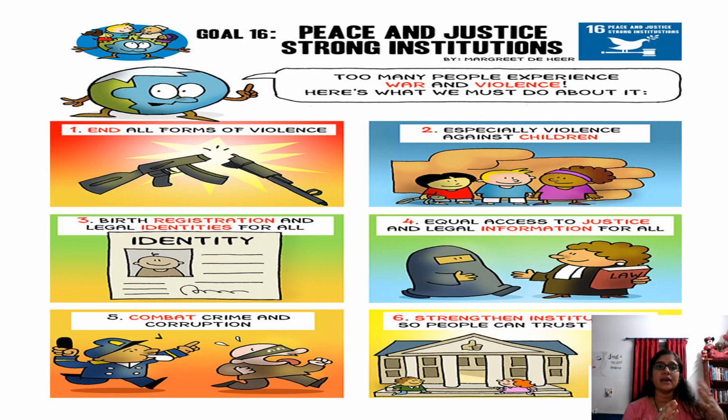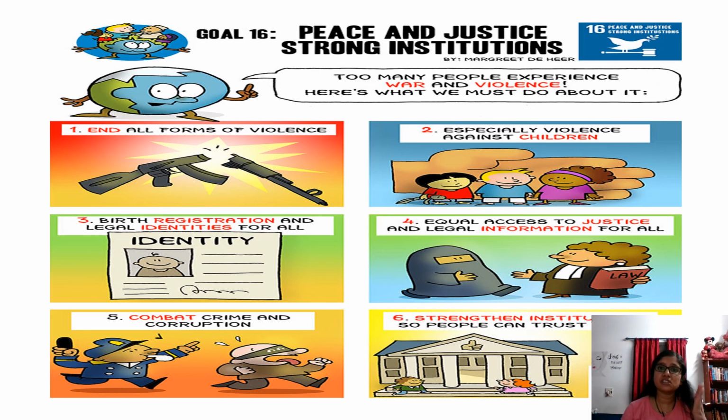So we should end all forms of violence, and especially violence against children. Many children are getting attacked because of that. Recently you would have seen in some place, there was a bomb blast and 18 children were dead in that. It should not happen. And when a child is born, that child's name should be registered, there should be a birth registration. Then everybody should be getting access to equality. They should be treated equally.